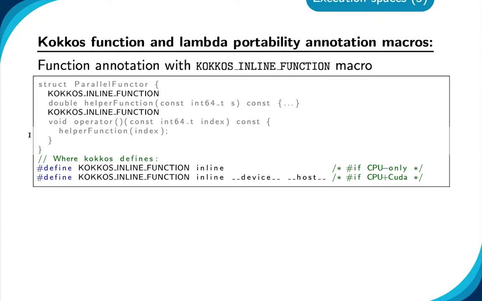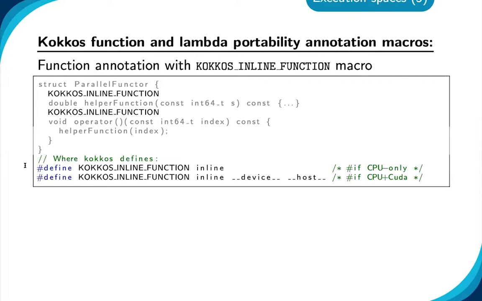So what you need to do is annotate every function you want to call inside a parallel_for with some macros. The main macro is KOKKOS_INLINE_FUNCTION. What KOKKOS_INLINE_FUNCTION does is it just does whatever markup the backend compiler needs.